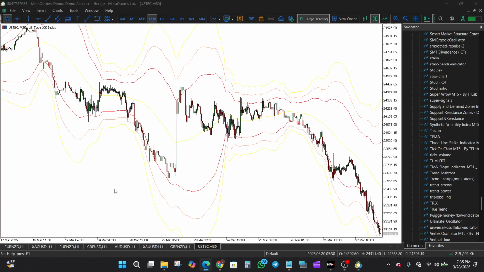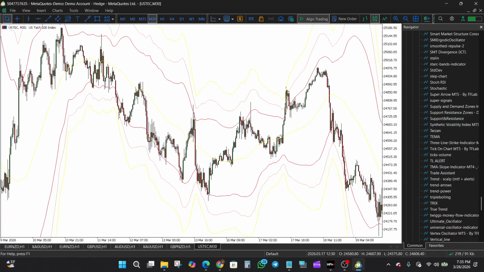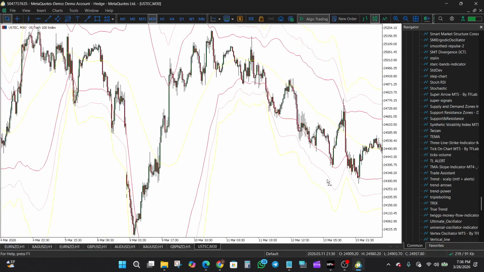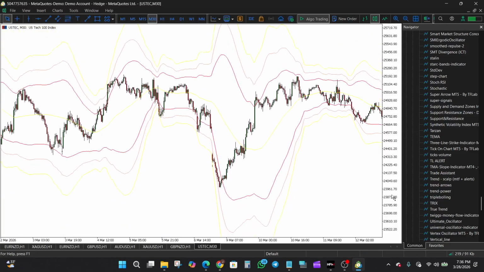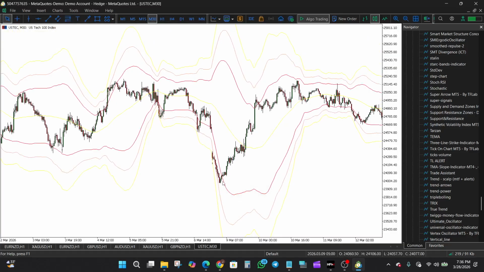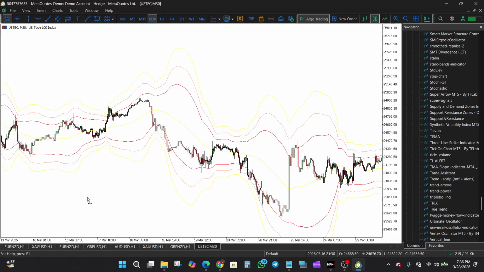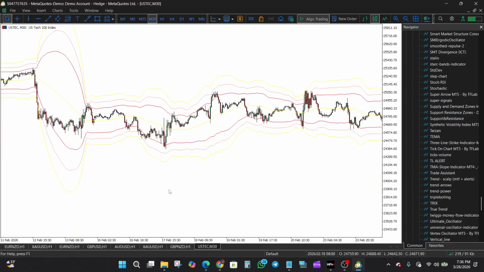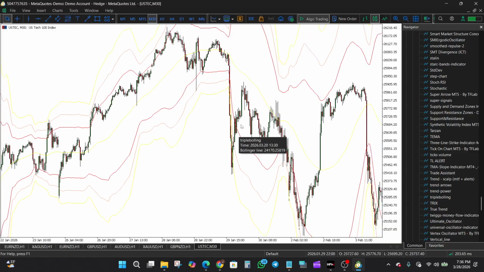Another thing is to use this indicator as a dynamic support and resistance level. You'll notice that when the trend is strongly bullish, you would likely see price get rejected from the lower bands and then start moving between the middle band and the upper bands. And when the trend is clearly bearish, you will notice that the price will get rejected from the upper bands and then start moving between the middle band and the lower bands.